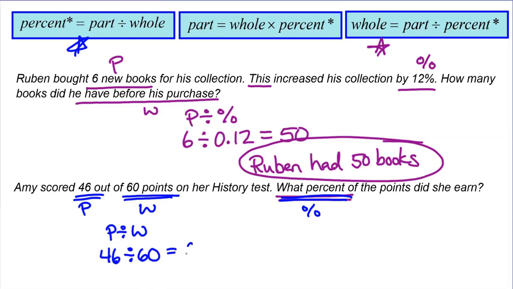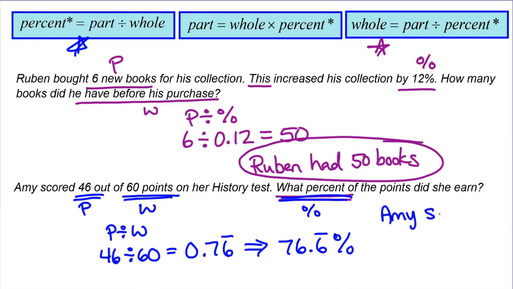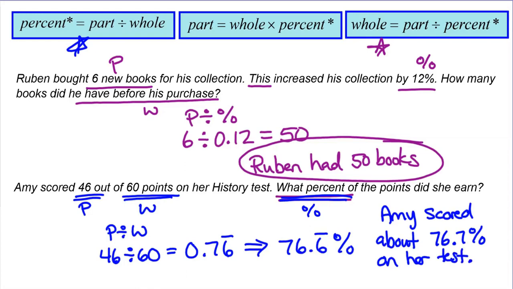And 46 divided by 60 is 0.76 repeating. And again, that's the percent as a decimal. So I multiply that by 100, and I get 76.6 repeating percent. So then we would say that Amy scored about 76.7. I'm going to round that to the nearest tenth percent on her test. And that's solving percent problems that we've solved with a percent proportion, but using percent equations instead.